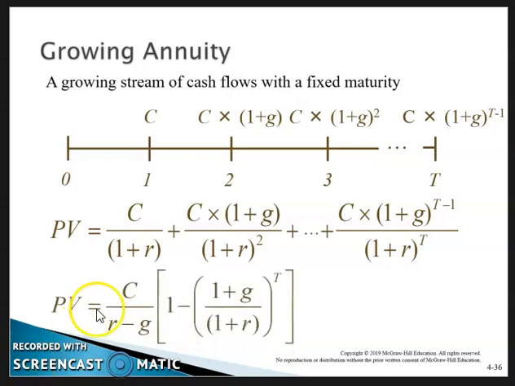So the present value of our cash flow is the cash flow divided by the required rate of return minus the growth rate, multiplied by 1 minus 1 plus the growth rate, divided by 1 plus the rate of return, to the t power, and the t would be the number of periods.